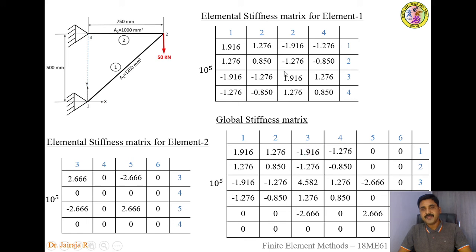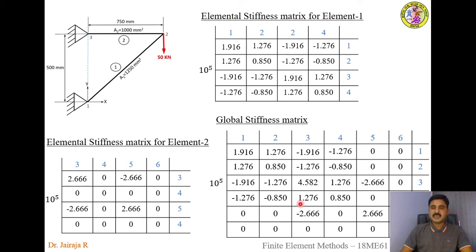Next, similarly 3, this should be 3 actually, a typo error. So 3 comma 1 here is minus 1.916. Similarly this box, 4 comma 1, is minus 1.276. Similarly 5 comma 1 does not exist, so 0. Similarly 6 comma 1 does not exist, so 0. Like this we need to fill all the boxes. Here 10 raised to 5 is the common factor.